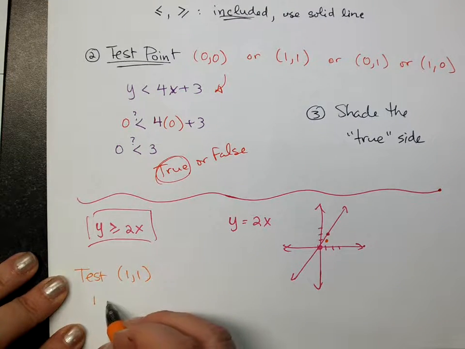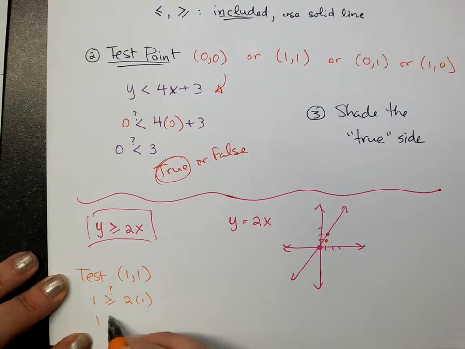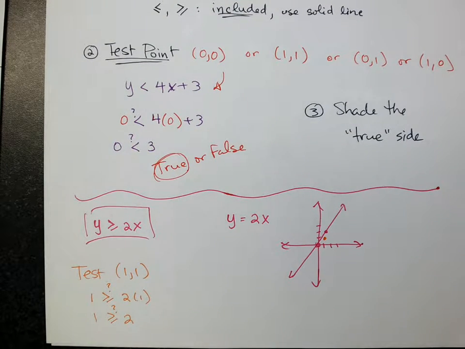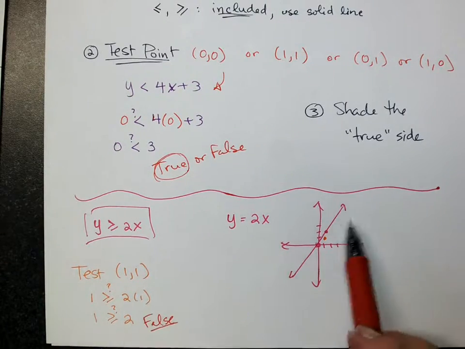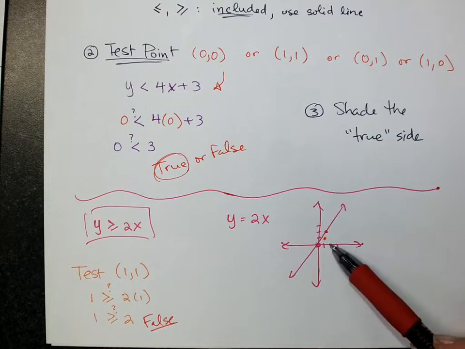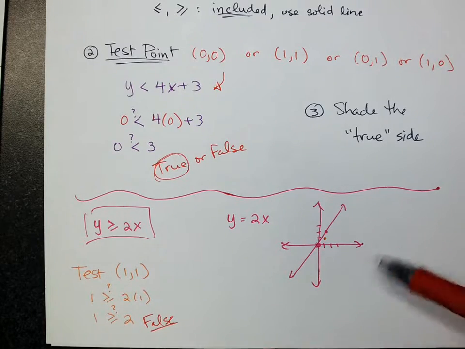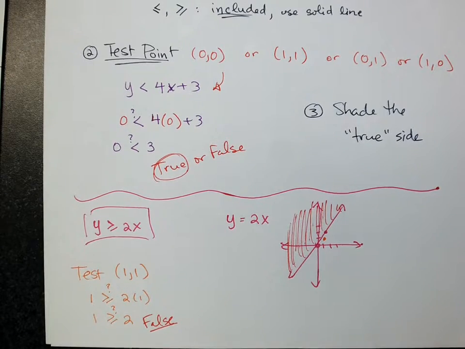So I'm asking myself, is 1 greater than or equal to 2 times 1? Is 1 greater than or equal to 2? True or false? Yeah, that is false. 1 is not greater than 2. So when I plugged in that test point 1, 1, I got a false statement, which means that test point is not a solution, and therefore nothing on this side is a solution. So this is the false side. That makes this the true side, the side without the test point.